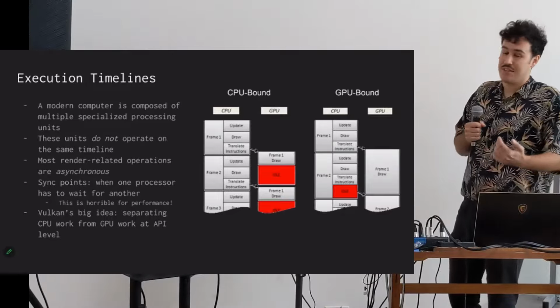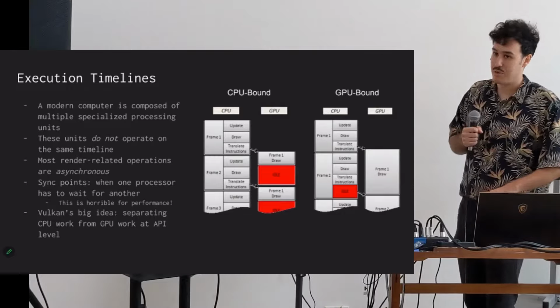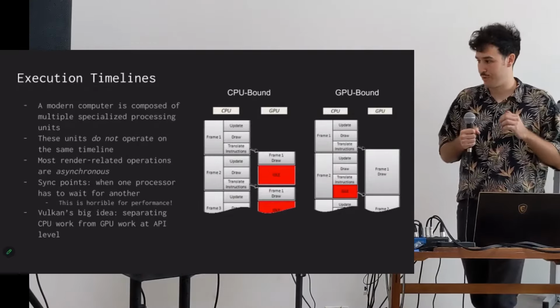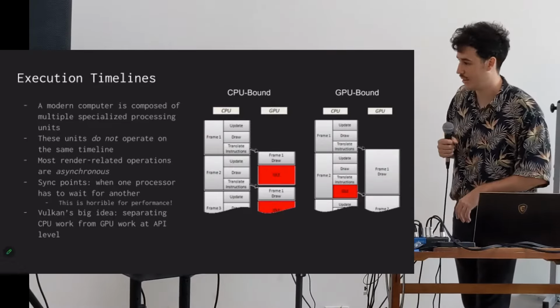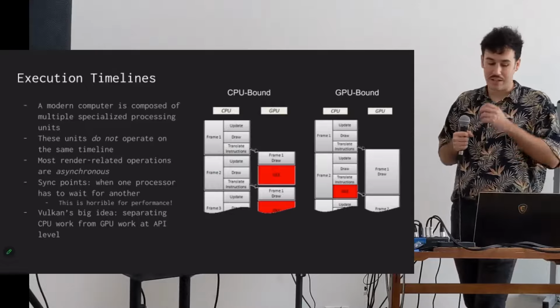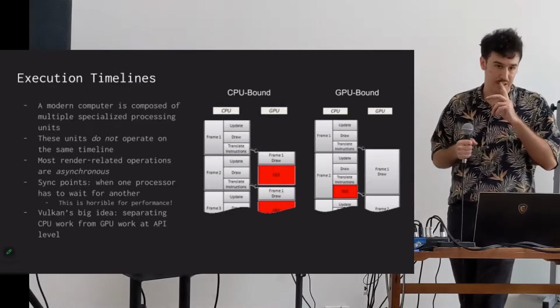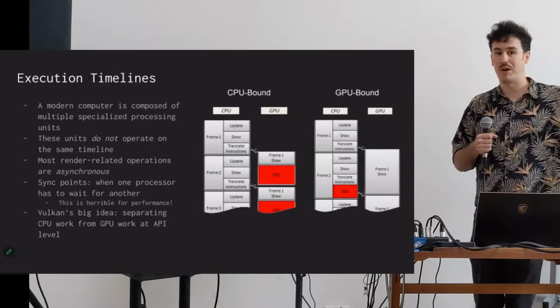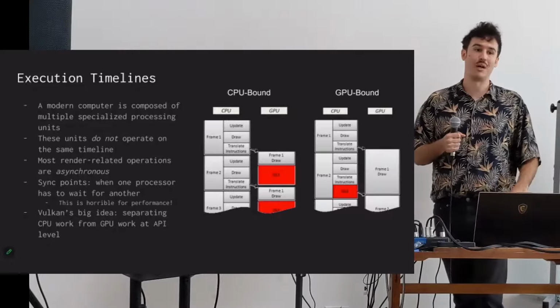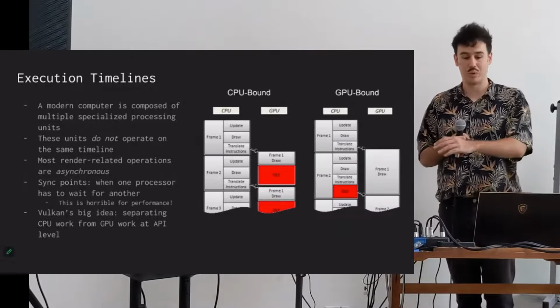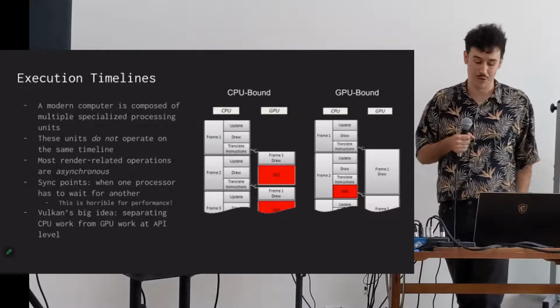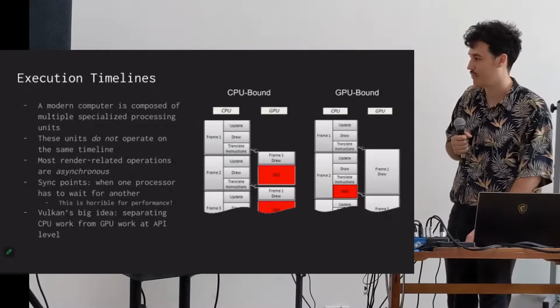The Vulkan API's big idea is that they were trying to separate CPU work from GPU work at a very low API level. What that means is, I'm going to get into this, but the idea is that you want the CPU to just be able to keep on trucking all the time and never wait for the GPU to finish doing anything. And that's going to make your performance way better. That was their main idea with that structure. So I'm going to talk about that.